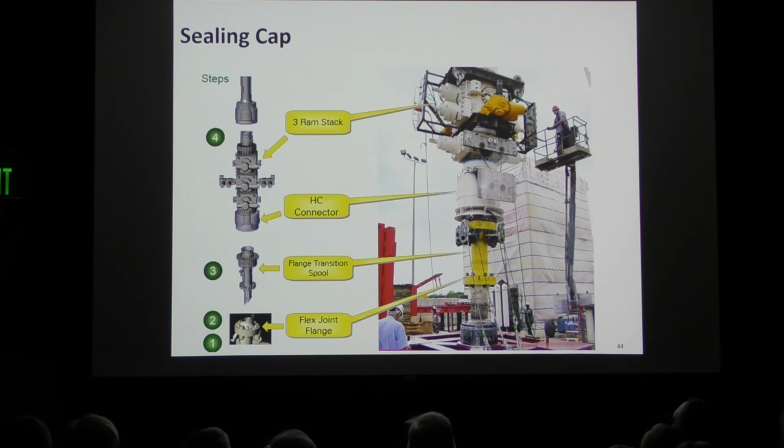This is a look at that sealing cap that was installed. Again, you can see the scale of it from these people here. So all that equipment that was already on the seabed, the old BOP had to be removed, and this had to be flanged on.